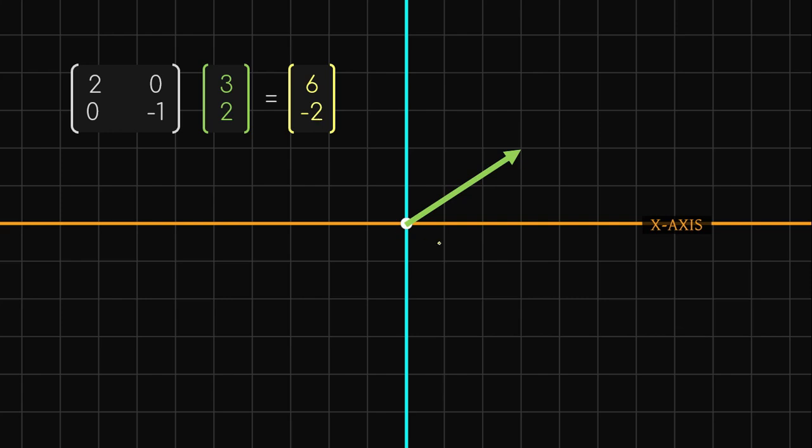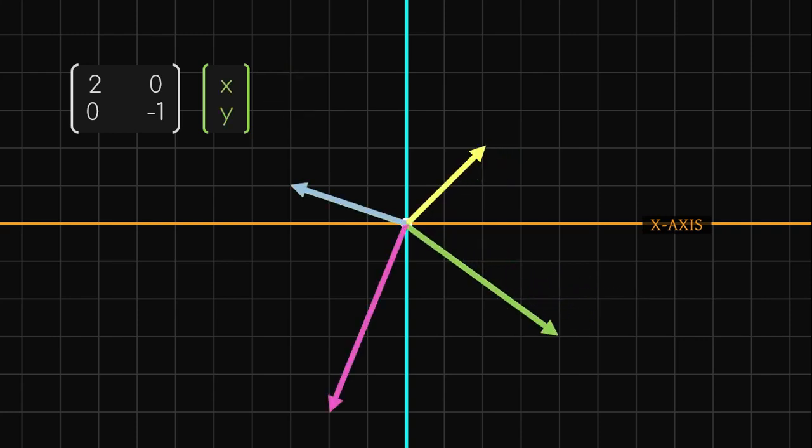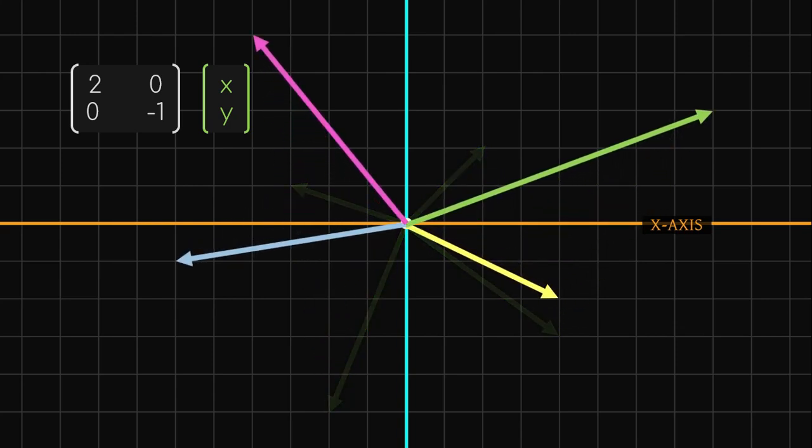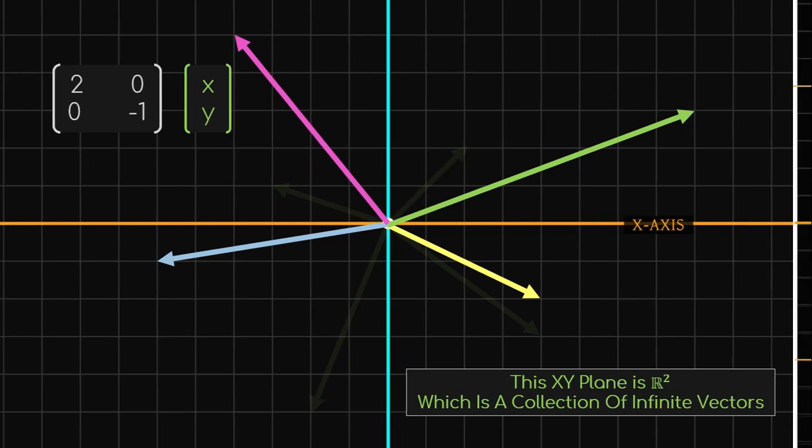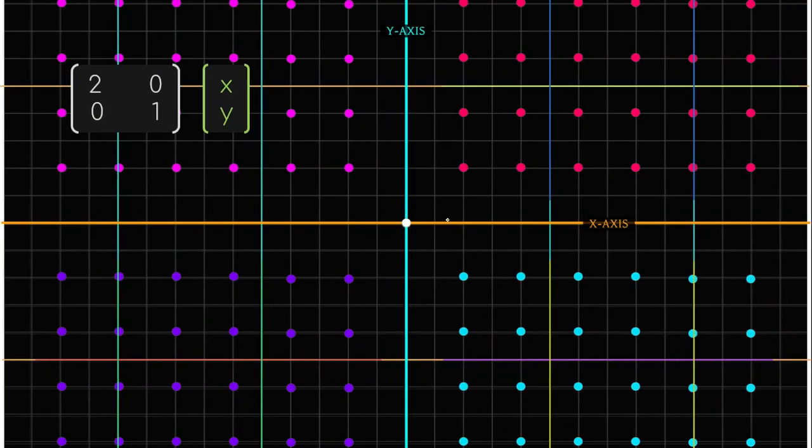And this is not only true for this one vector. If you take a bunch of other vectors and multiply the same matrix to all of them, you get the transformed vector for each and every one of them. And if you recall, this xy plane that you are looking at right now is actually R squared, a collection of infinite vectors. So every single point on this xy plane denotes a vector. For example, this point here and this point here are these two vectors.